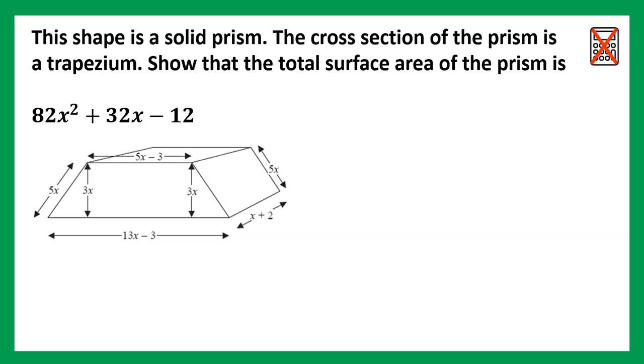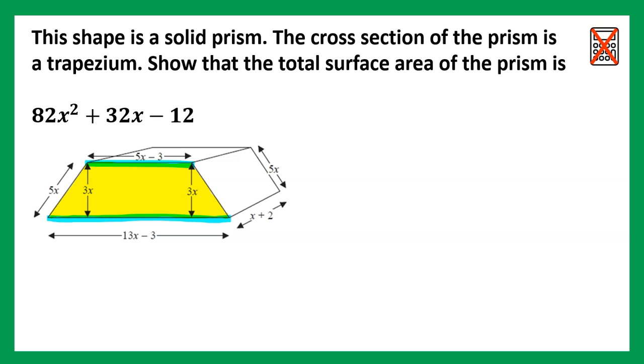Again, using the same methodology covered with two previous prisms, I need to start by working out the area of the cross-section or the front face, which in this case is a trapezium. To work out the area of a trapezium, I need to use half the sum of the parallel sides multiplied by the perpendicular distance between them.